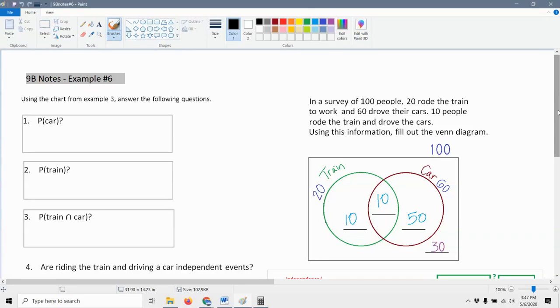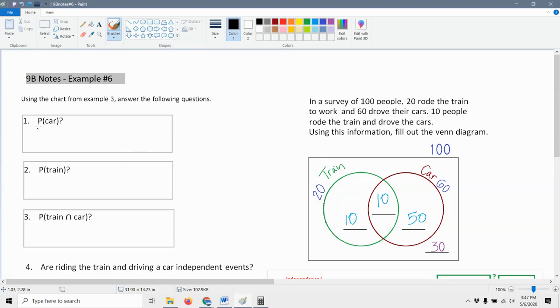So this is the example. This is example number 6 in the 9B notes. And in example number 6, we're just told to use the chart that we filled out in example 3. So if you're not sure how to fill out this chart, go ahead and just check back with the example 3 video. Okay?